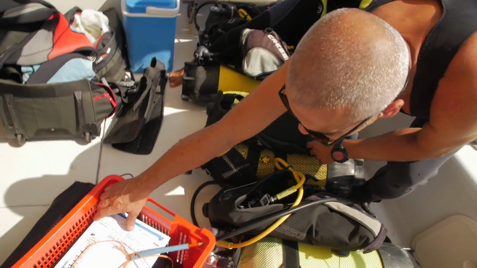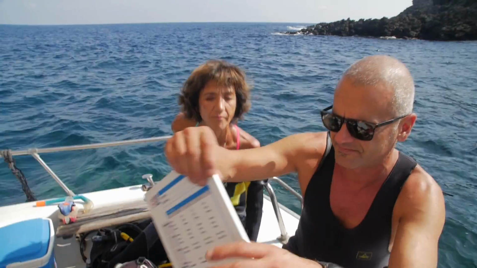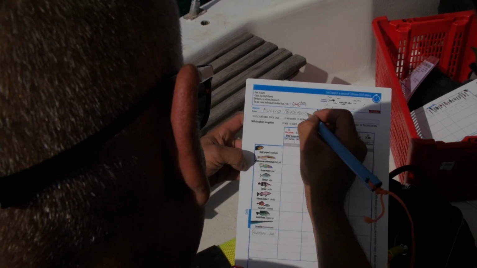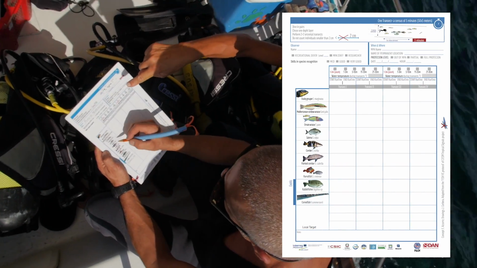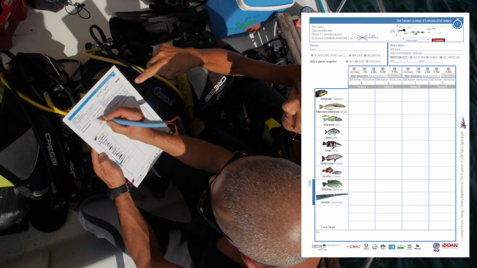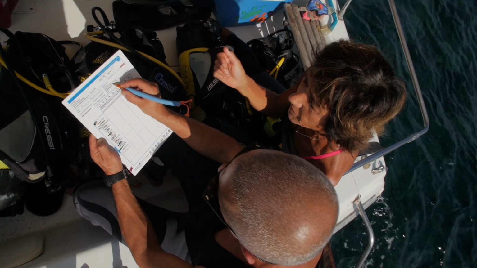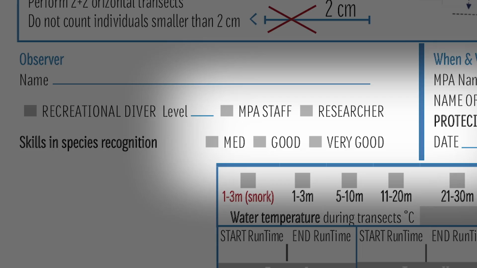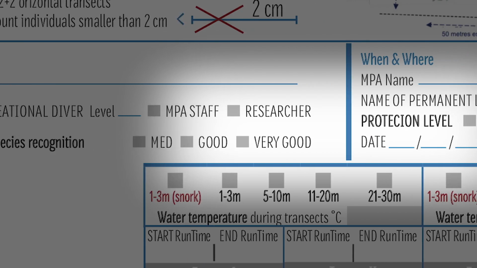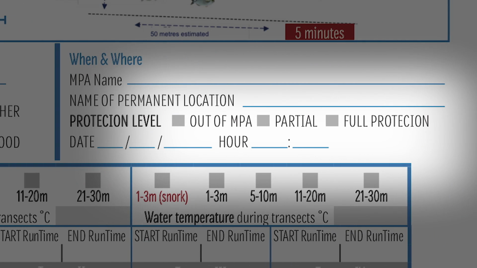Transects are performed by trained divers, able to recognize and to count fish species underwater. Data are collected through an underwater board. Before the dive, we will honestly assess our ability to recognize the target species: average, good, very good. We will also indicate the protection level of our dive site: outside the marine protected area, partial or integral.